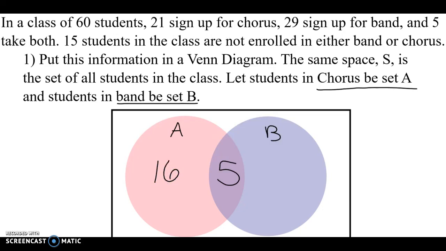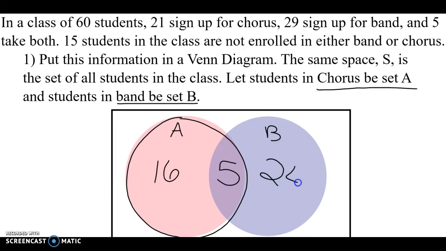So now, look at the whole pink circle. What does that add up to? The pink circle needs to be 21. Okay? So how many would be signing up for band if we know 5 are in both? 24. Exactly. And the ones that are not in either are the ones that are not in either. There's nothing tricky about that.